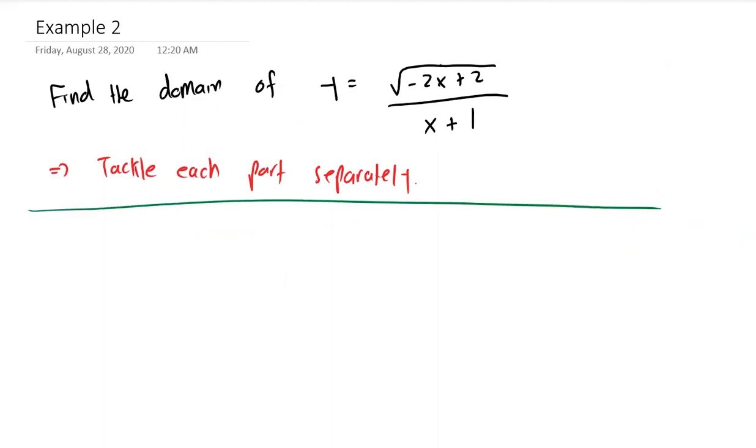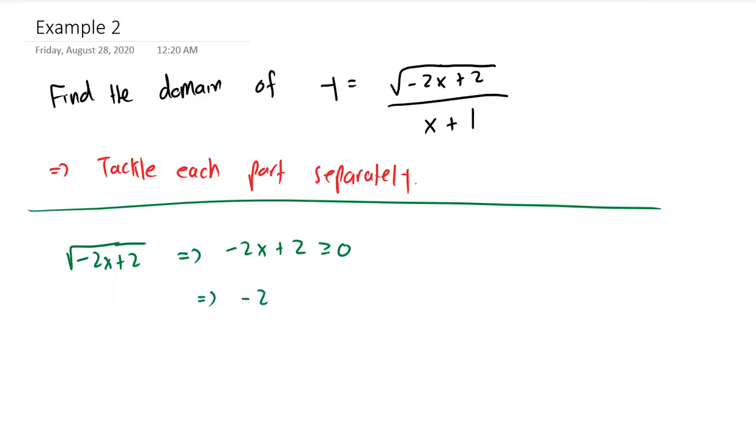So let me do a line here. Since we have the square root of negative 2x plus 2, we know this implies that negative 2x plus 2 has to be greater than or equal to 0. We can only use input values for which this inequality is true. We want to solve it for x explicitly, so we're going to do what we did in the previous example.